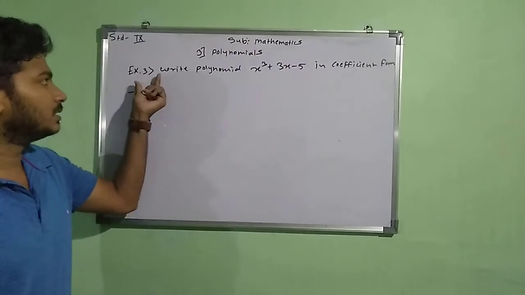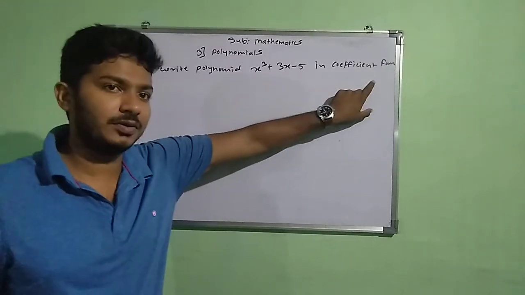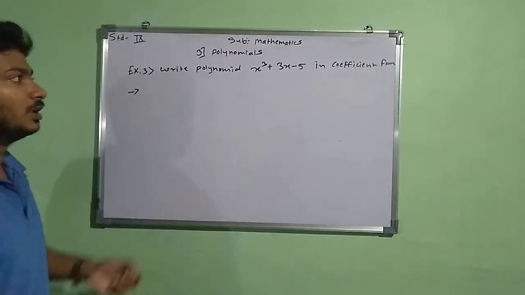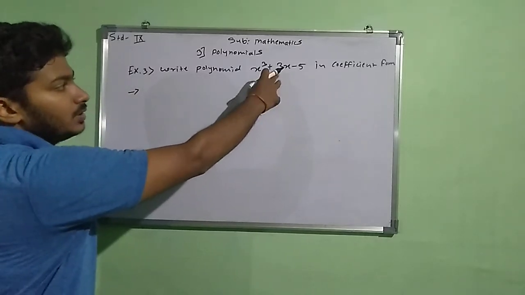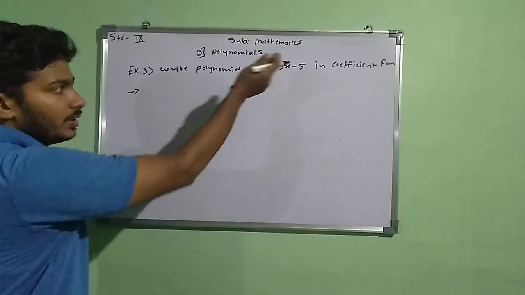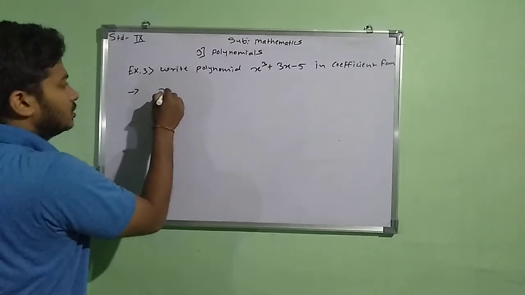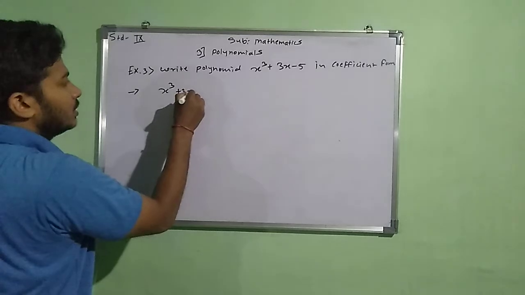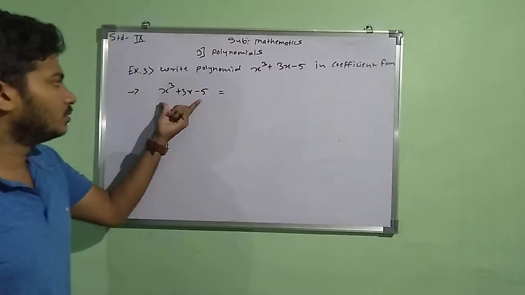So we have example number 3, which is: write the polynomial x cube plus 3x minus 5 in the coefficient form. While writing in the coefficient form, first we have to check whether all terms are present or not. Here we don't have the term with the variable squared. So first of all we need to write that missing term. x cube plus 3x minus 5 is our polynomial.